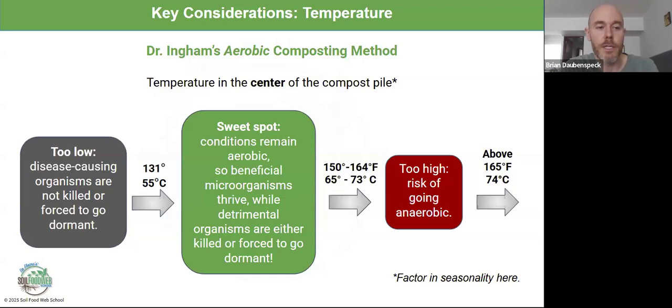So when the temperature is too low, the disease-causing organisms are not killed or forced to go dormant. So you end up keeping too many of those around. And the sweet spot is where you can get rid of those and have your aerobic organisms thrive. When it gets too hot, you're going to one of your other variables and considering the oxygen levels. And someone else here might be able to speak to it, but if it was too hot, especially for too long, it can be detrimental to your beneficial organisms as well, I assume. So we're shooting for this sweet spot, and we're monitoring it daily. Good.